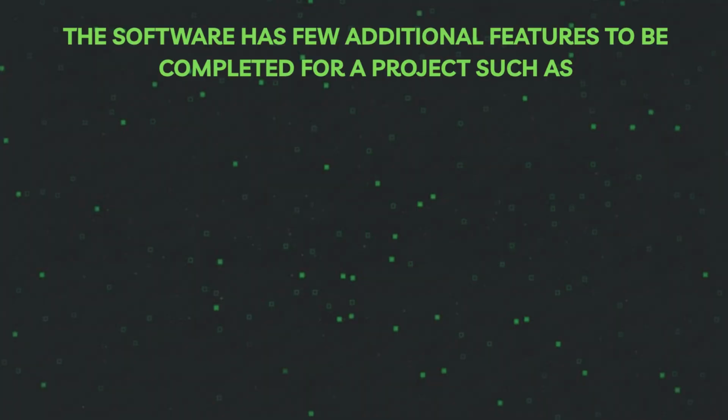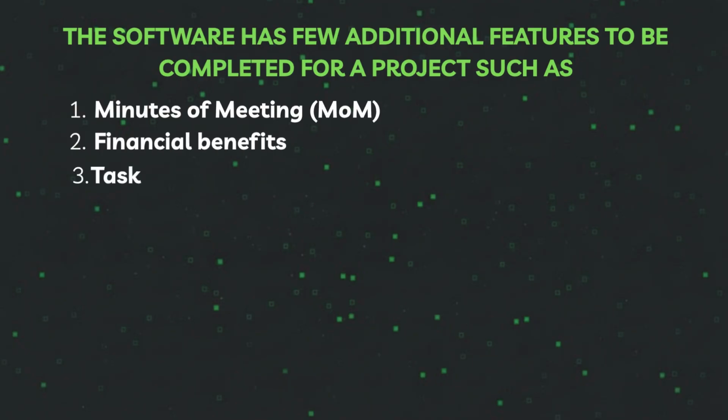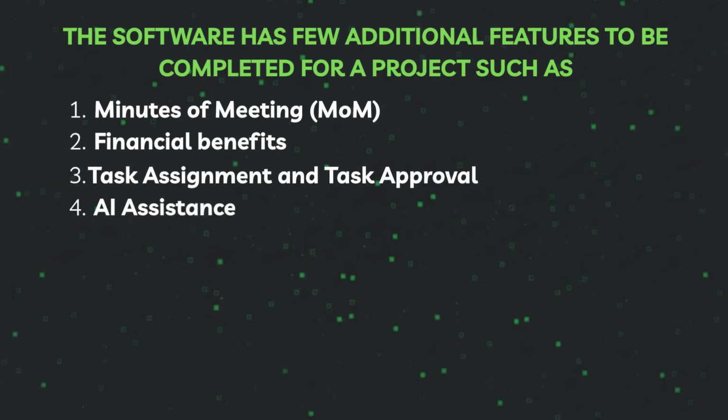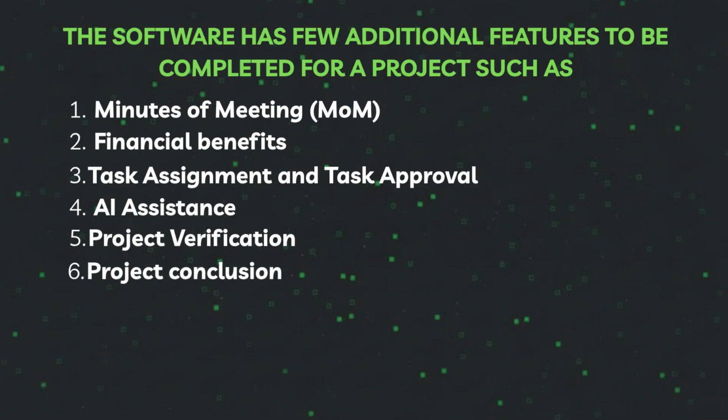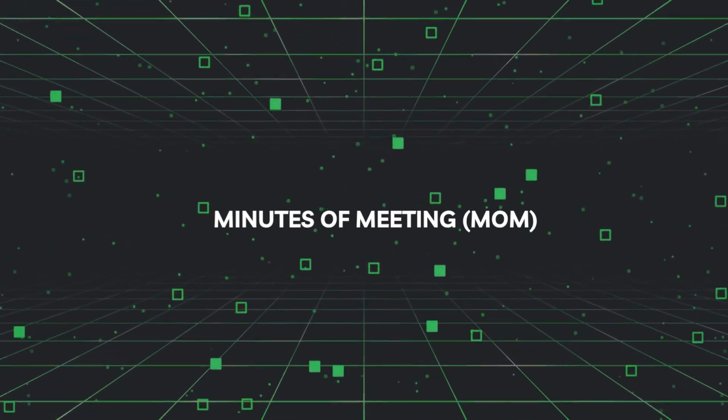The software has a few additional features to be completed for a project such as: 1. Minutes of Meeting, MOM. 2. Financial Benefits. 3. Task Assignment and Task Approval. 4. AI Assistance. 5. Project Verification. 6. Project Conclusion. 7. Final Report Download. Let's get into details. Minutes of Meeting, MOM.